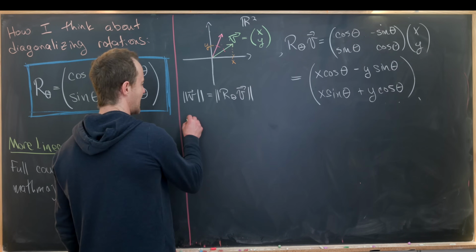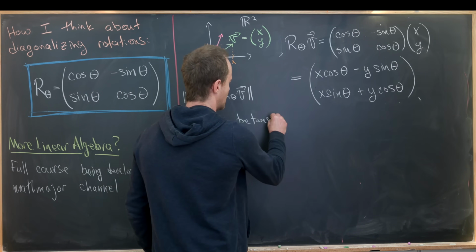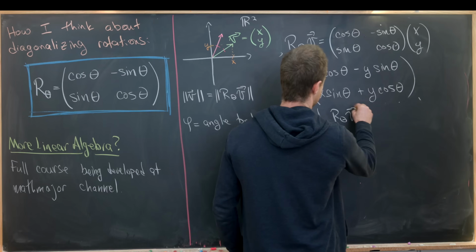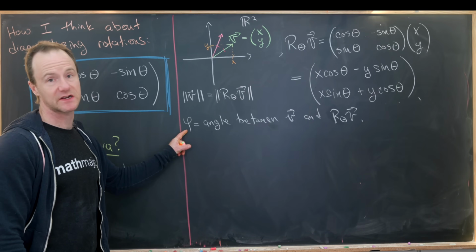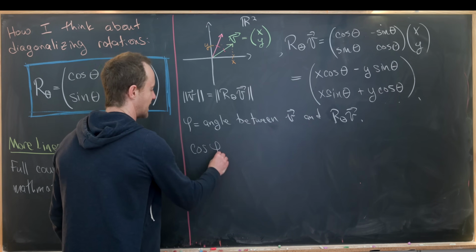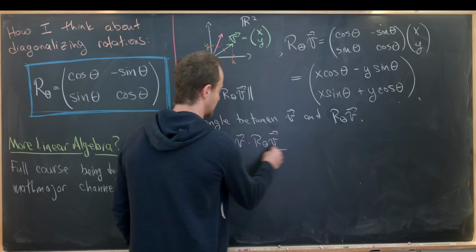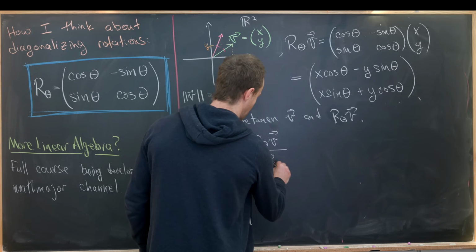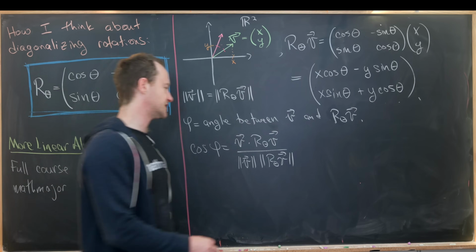And so let's maybe set phi equal to the angle between, we'll say V and r theta times V. But let's recall we've got a nice result as to the angle between two vectors and a formula involving the dot product. In particular, we have cosine of phi equals V dot r theta times V over the modulus of V times the modulus of r theta of V. Okay, nice. So now let's do this calculation.